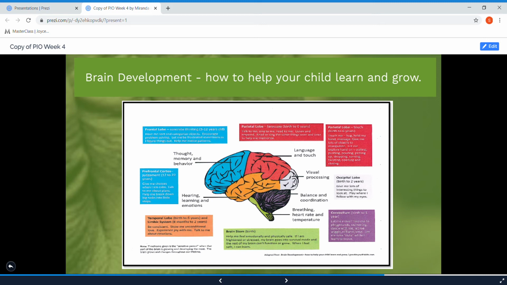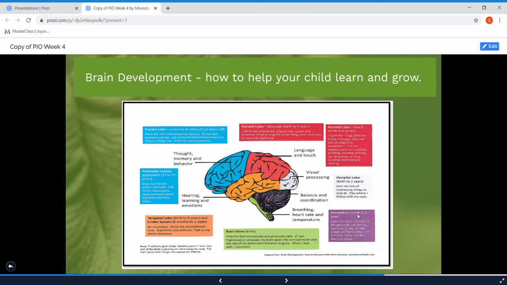So another one is the visual processing. This is that gray area, and this is developing from birth to 2 years. We want to give them lots of interesting things to look at. Play where I follow with my eyes. We often see mobiles and lots of pretty colors and designs in baby nurseries, and all of this is going to help with that. Also, when we are out on a walk or when we're at a store, when we're driving, we can narrate the things we're seeing and engage them in what it is they're looking at.